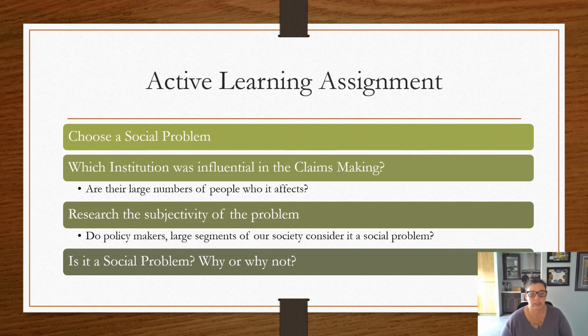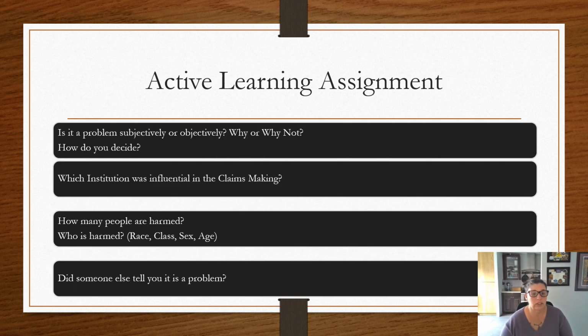Research the subjectivity of the problem. So do you find that, for the social problem you chose, policymakers or large numbers of people within society consider it to be a social problem? And is it actually a social problem, right? So do you believe that the problem is subjectively or objectively a social problem? Why or why not?